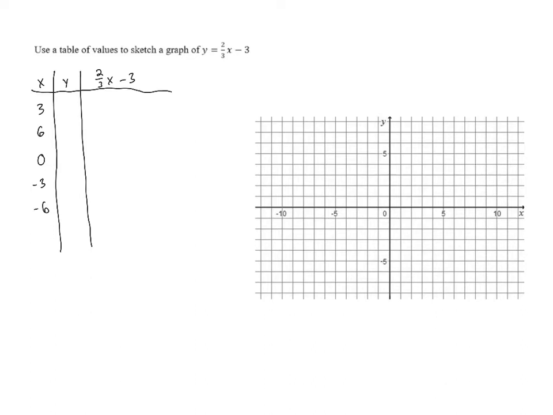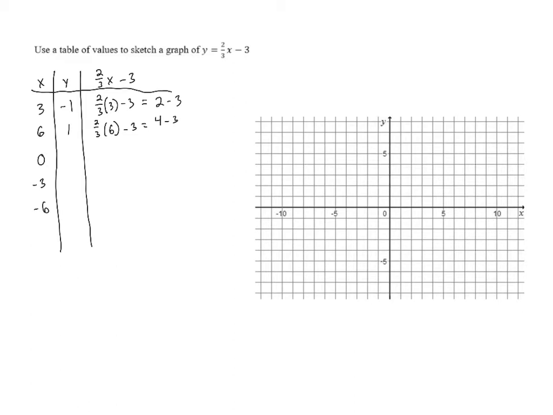We have 2/3 times x, in this case that's 3, minus 3. 2/3 times 3 is 2, so we have 2, and then 2 minus 3 is -1. So when x is 3, y is -1. Next, let's plug in 6. We've got 2/3 times 6 minus 3. 2/3 times 6 ends up being 4, and 4 minus 3 is 1. So when x is 6, y is +1.